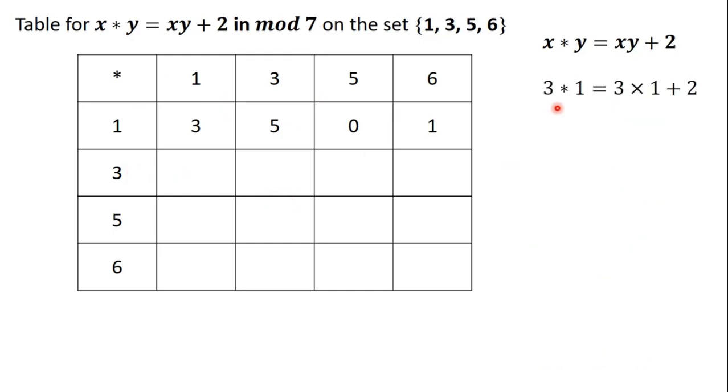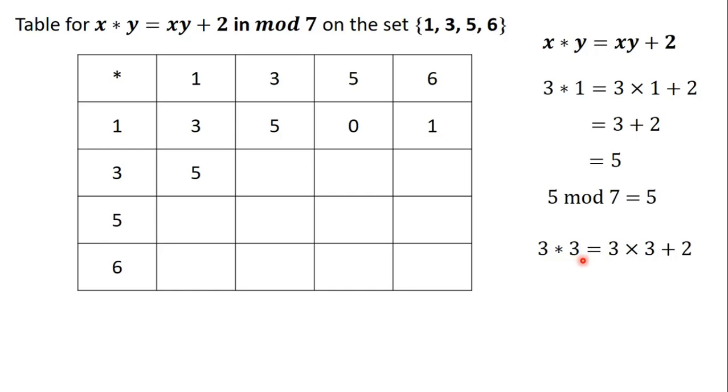3 star 1. 3 star 1 will be equal to 3 times 1 plus 2 because x is 3 and y is 1. So 3 times 1 plus 2. 3 times 1 is 3. You have 3 plus 2 and 3 plus 2 give us 5. Then you find 5 in mod 7. 5 mod 7 will give us 5. The next one is 3 star 3. 3 star 3 will give us 3 times 3 plus 2. 3 times 3 will give us 9. 9 plus 2 will give us 11. You find 11 in mod 7. 11 mod 7 will give us 4.